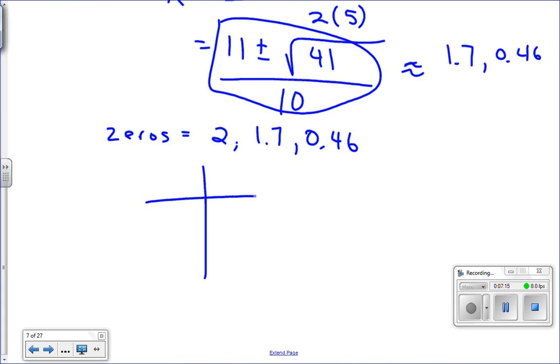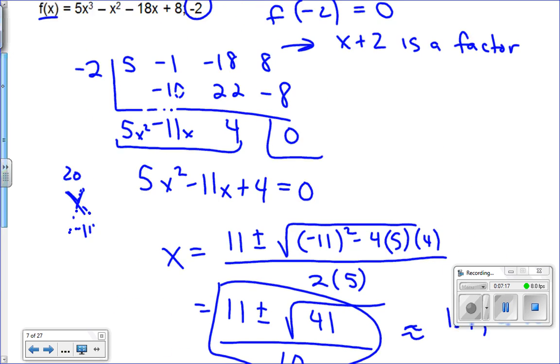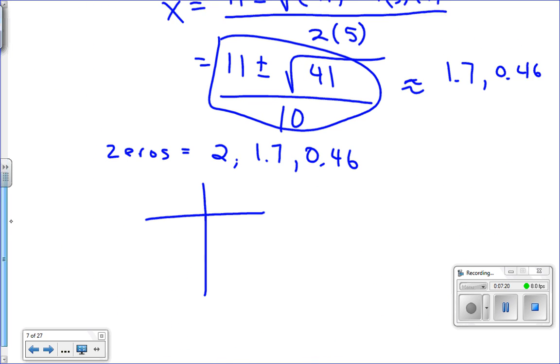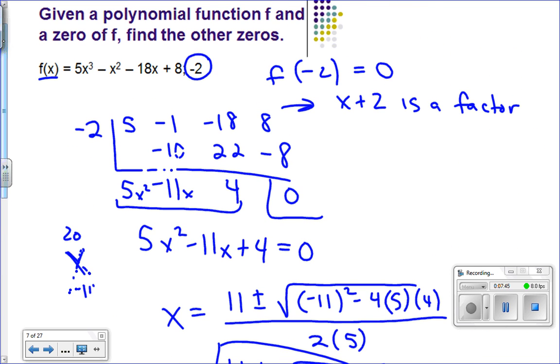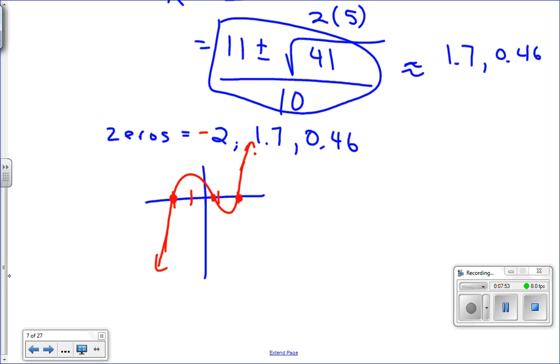So let's see. That end behavior is an odd degree with a positive leading coefficient. So it looks something like this. And then we're going to have the x-intercepts at 2, negative 2 is the x-intercept, and then 0.46. So it's going to look something like that. Let's verify that this is the graph or something like it in your graphing calculator. Go ahead and type that in, and then press graph and see if that's kind of the graph that we get with the appropriate x-intercepts and behavior.